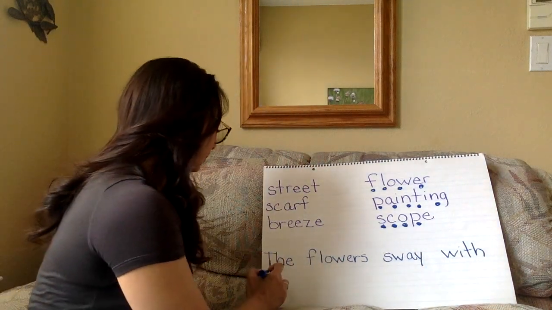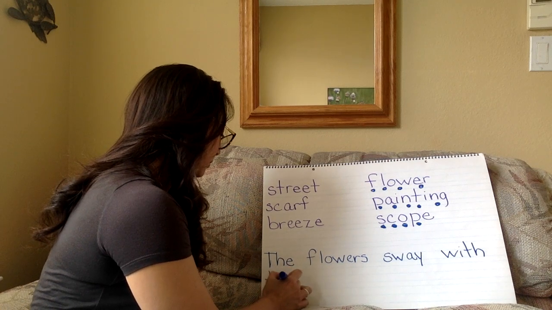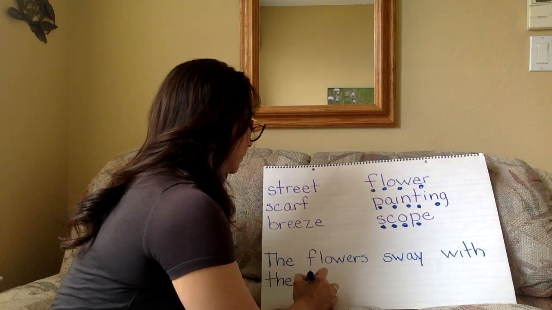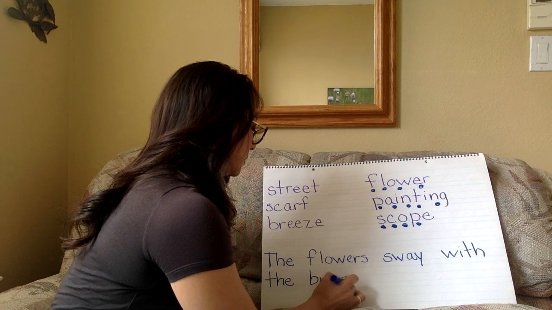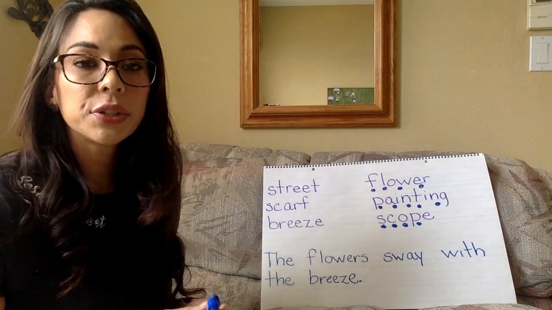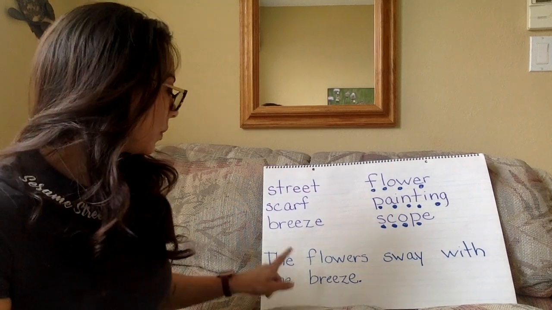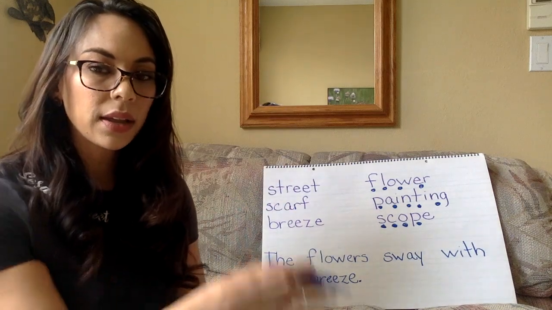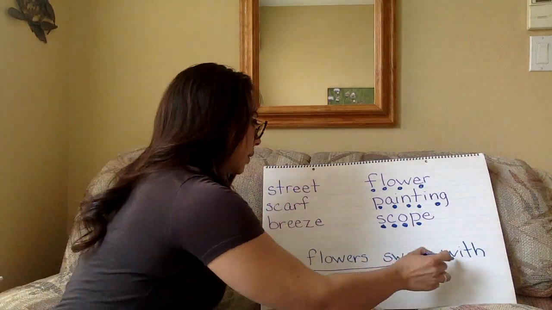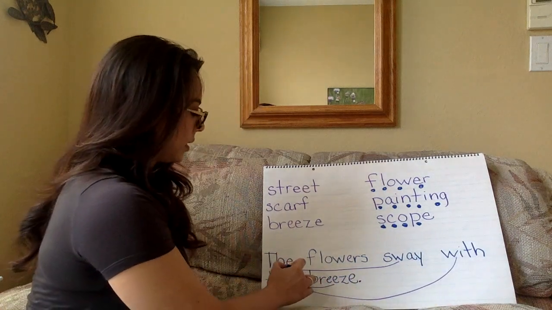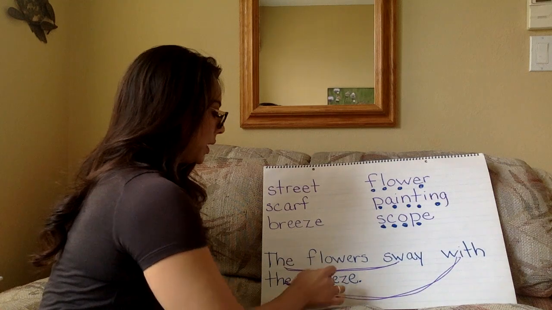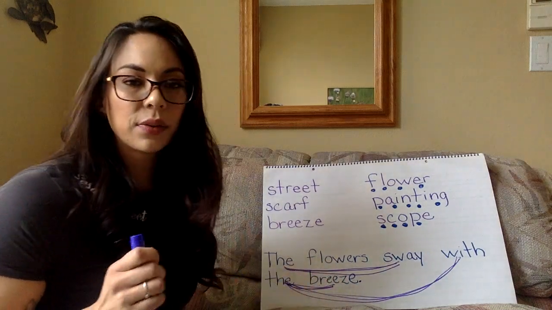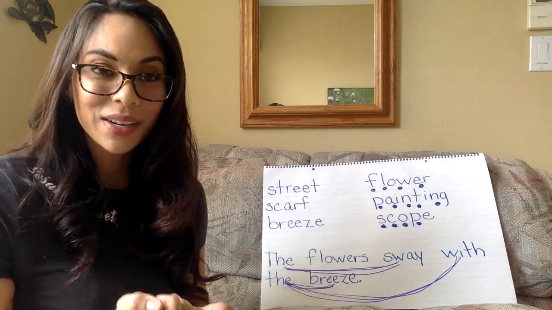The breeze. There it is. Flowers sway with the breeze. 1, 2, 3, 4, 5, 6 words, just like we said. Let's swoop our sentence, okay? The flowers sway with the breeze. One more time. The flowers sway with the breeze. Great job today. Let's go read a story.